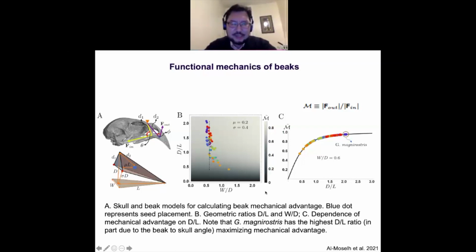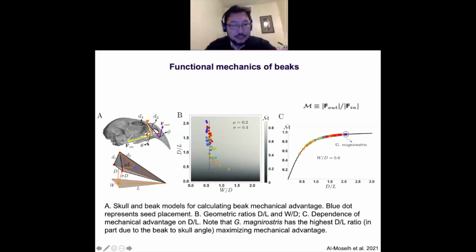So what we found is that particular geometric ratios, such as the depth to length ratio, but also width to depth ratios, turn out to be very, very important. In particular, Geospiza magnirostris, the large ground finch, which has the deepest and the strongest bill, as you can see here, maximizes its depth to length ratio, and that allows it to produce maximal mechanical advantage, where the inward and outward balanced forces are maximized. And other finches fall along this curve that describes the mechanical advantage of the beak.